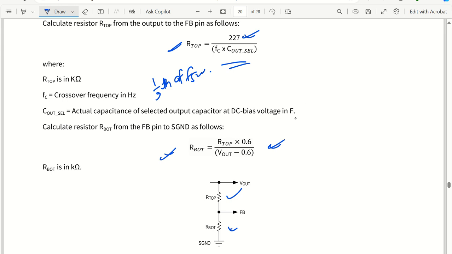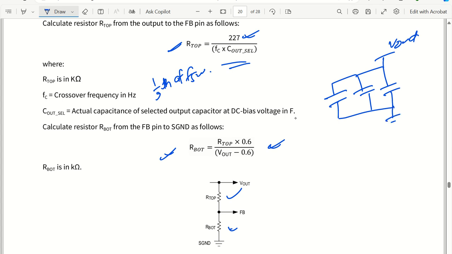Okay, so what it means is, let us say we have connected an output capacitor, let us say like this. Okay, this is my V output and this is my ground. So let us say we have 22 microfarad, 22 microfarad and 0.1 microfarad, and let's say this is my V output is 5 volt.